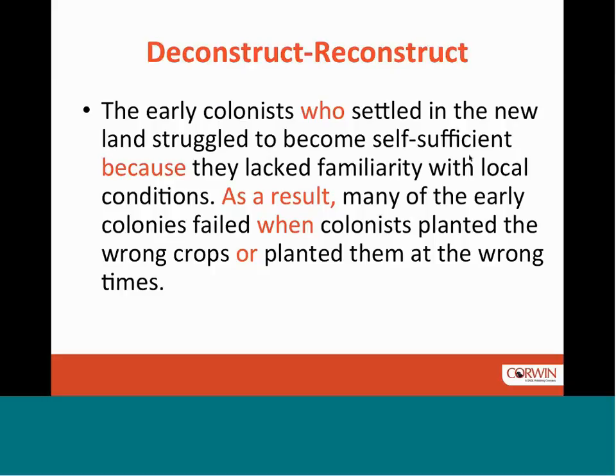Let's take this couple of sentences from a history text. The early colonists who settled in the new land struggled to become self-sufficient because they lacked familiarity with local conditions. As a result, many of the early colonies failed when colonists planted the wrong crops or planted them at the wrong times. Now, we notice a couple things here. There are really only two sentences, but there are quite a few ideas. And we've put in red the signal words.